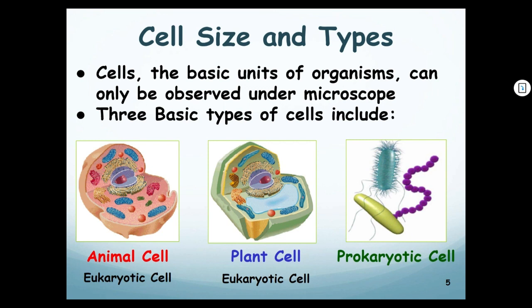And so, three basic types of cells we see here: the animal cell, the plant cell, and the bacterial cell. Remember, the animal and plant cells are eukaryotic, right? They're eukaryotic cells because they have this nucleus right here, right? A true nucleus. Eukaryote means true nucleus.